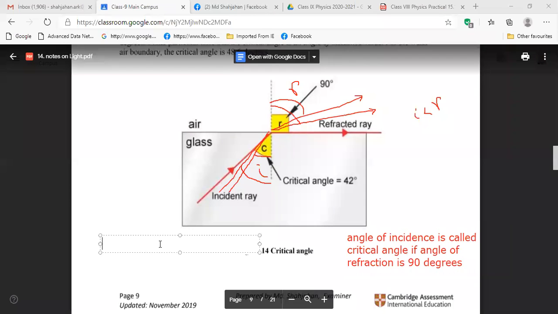And you write another thing here: light goes from denser to rarer medium. So we only get a critical angle if light goes from a denser to a rarer medium. We never get a critical angle if light goes from a rarer to a denser medium. This one is very important to understand.